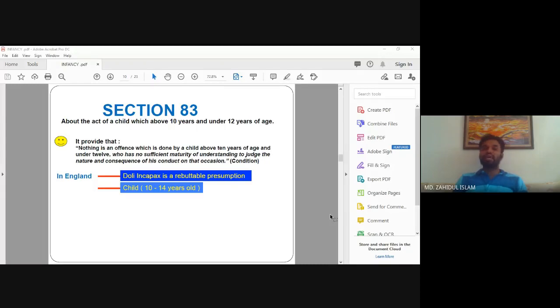What does it mean? It means that for someone above 10 years and under 12 years, nothing is an offense if he commits any offense. You have to prove that. If you can prove as a lawyer that at that time he doesn't have sufficient maturity, he doesn't understand the nature of the consequence. Yes, he or she doesn't understand the nature and consequence of that offense.